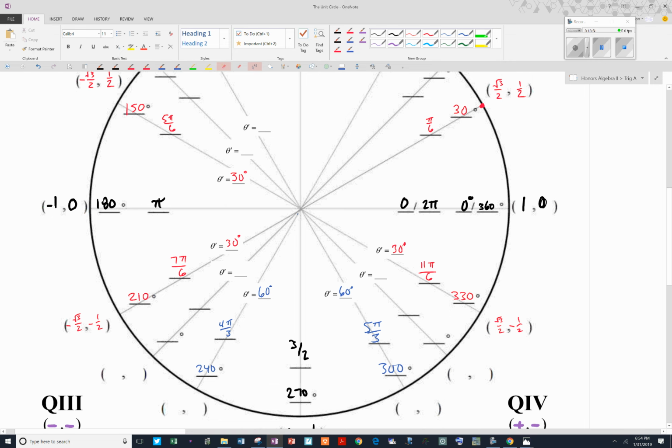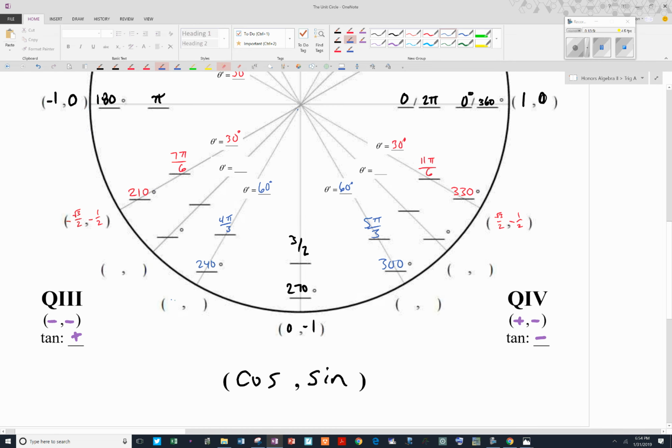In the second quadrant, the x value is negative. In the third quadrant, they're both negative, so I have negative 1/2, negative square root of 3 over 2. And then in the fourth quadrant, positive, negative: 1/2, square root of 3 over 2, but the y value is negative. So again, real quick, for example, the sine of 5 pi over 3 is negative square root of 3 over 2. Without using a calculator, we can easily evaluate the sine of that angle.